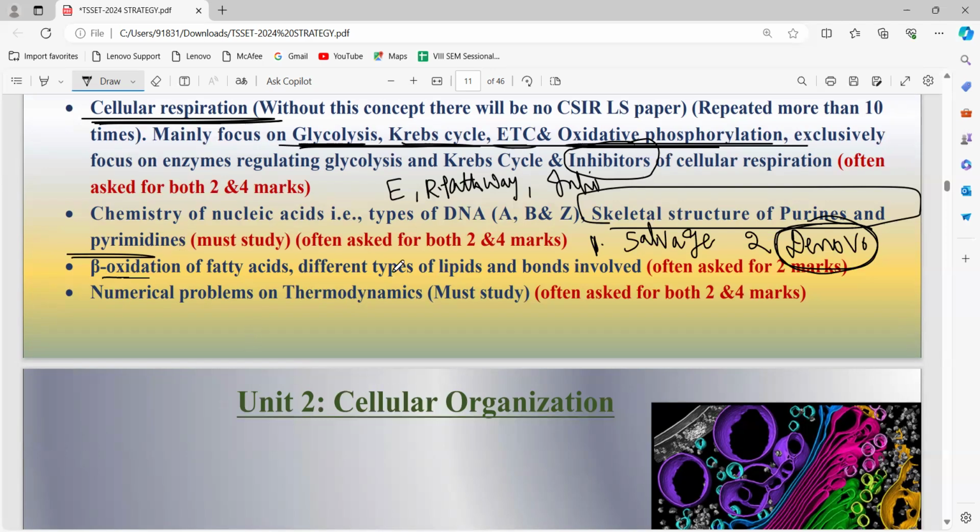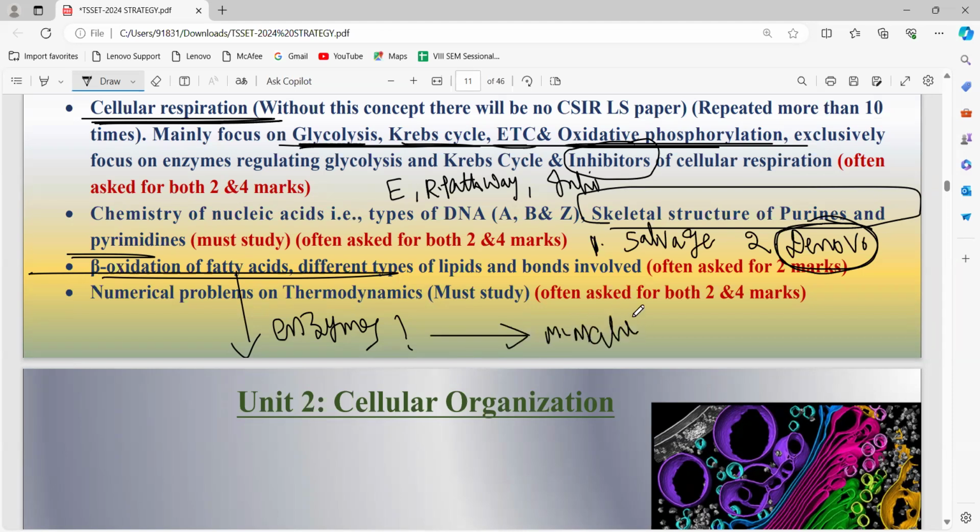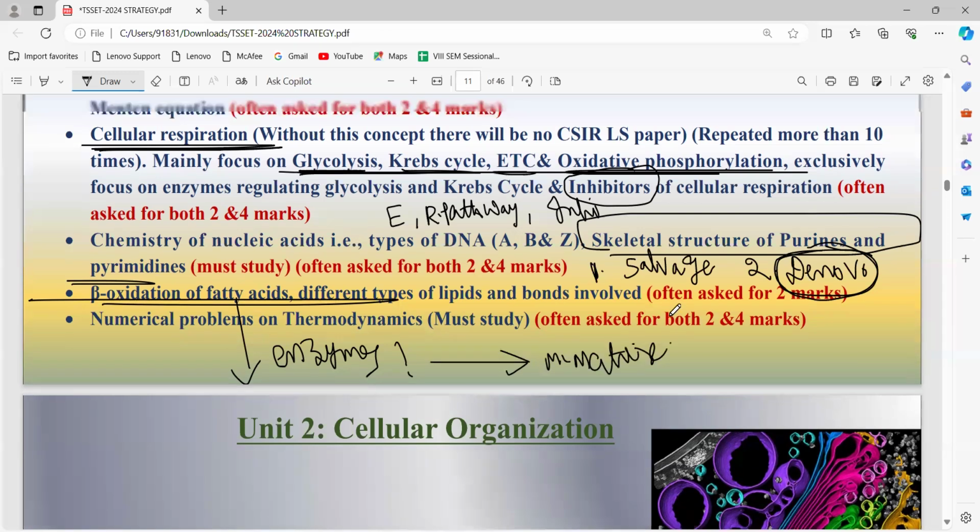Now, apart from that, we have to focus on the beta oxidation of fatty acids. This is also a question they asked. What was the question they asked in the SET exam? Where are the enzymes located that are involved in the beta oxidation of fatty acids? We all generally know that beta oxidation of fatty acids generally happens in the mitochondrial matrix. This kind of straightforward question we can also expect.